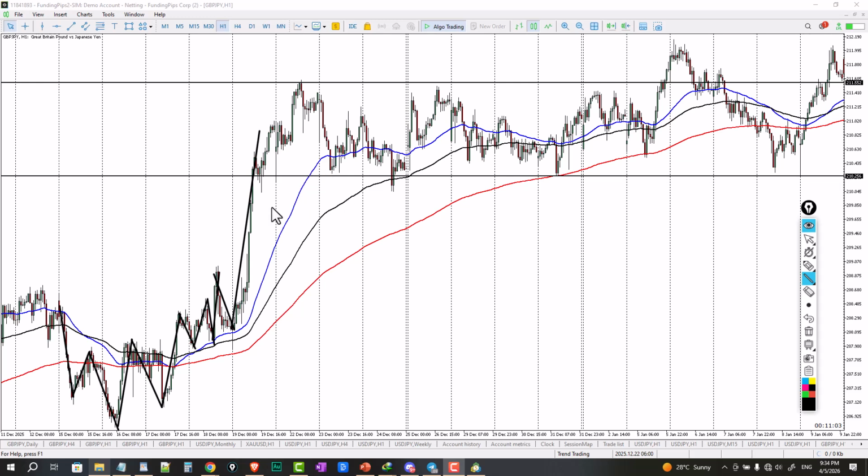So as long as this was intact, we were technically in an uptrending market, okay? But then, remember, I told you that you want to couple market structure with the direction of price in relation to the moving averages when you're determining the direction of the trend for you to take trade setups in the direction of that trend.